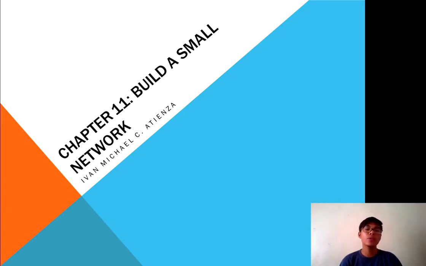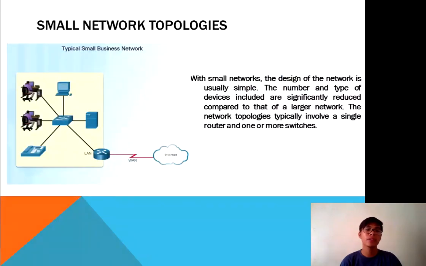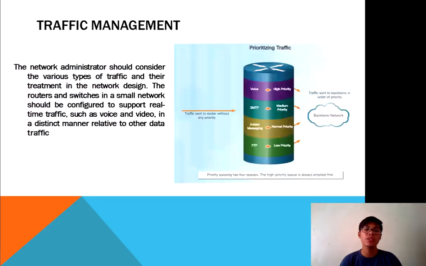And for this video, I'll be doing the summary of CCNA 1 Routing and Switching, Chapter 11, Build a Small Network. So let's start. Small network topologies. With small networks, the design of the network is usually simple. The number and type of devices included are significantly reduced compared to larger networks. The network topologies typically involve a single router and one or more switches.